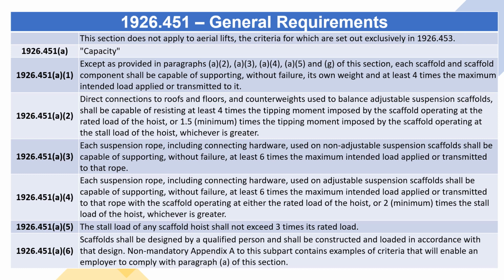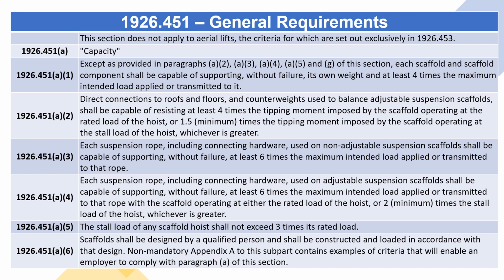1926.451(a)(4), each suspension rope, including connecting hardware, used on adjustable suspension scaffolds shall be capable of supporting, without failure, at least 6 times the maximum intended load applied or transmitted to that rope with the scaffold operating at either the rated load of the hoist, or 2 (minimum) times the stall load of the hoist, whichever is greater.